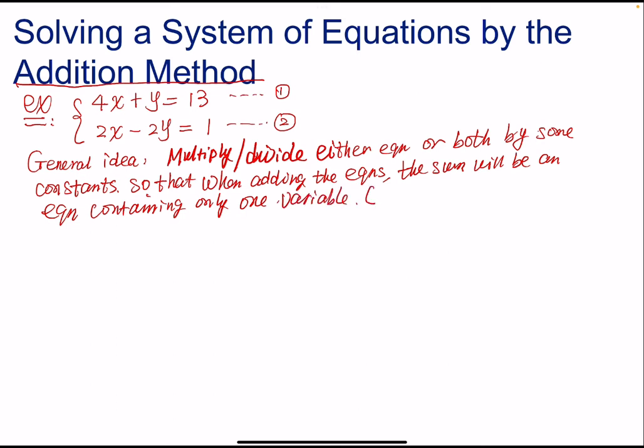So in other words, the key idea is to eliminate one variable. Okay, so either substitution method or the addition method, the key idea is you want to eliminate one variable. Okay, so here, I do a little bit more observation.